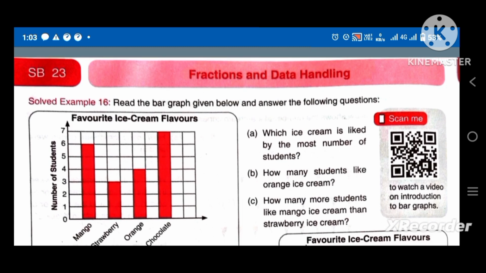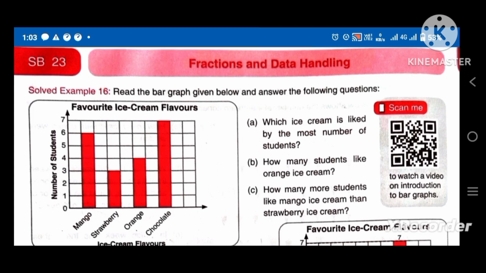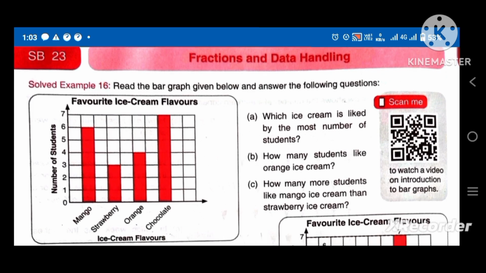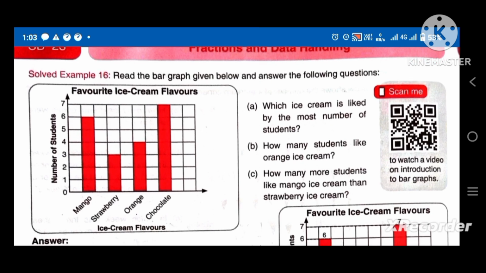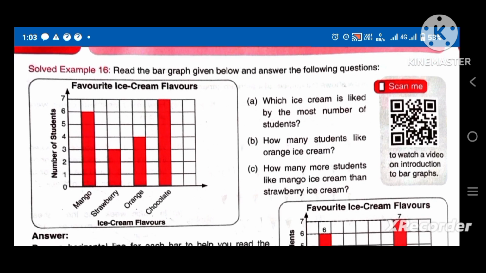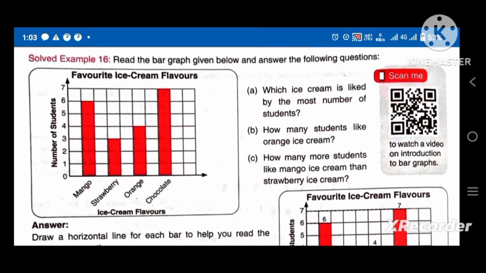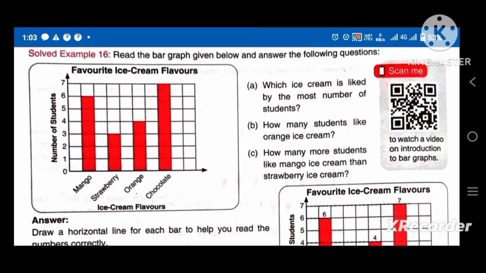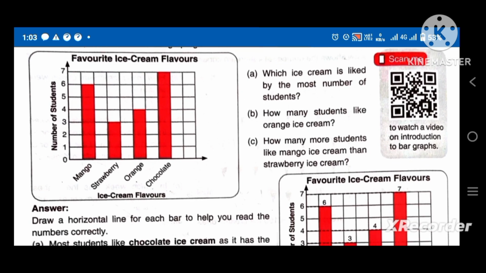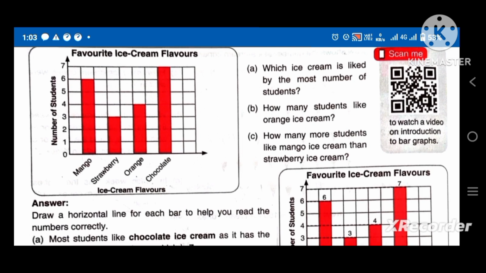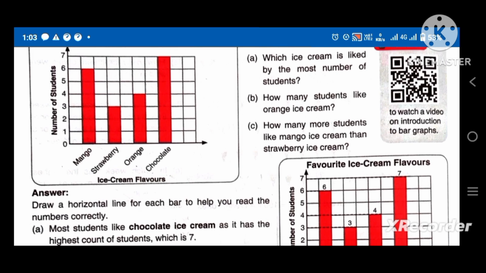Solved example 16. Read the bar graph given below and answer the following questions. Favorite ice cream flavors: mango, strawberry, orange, chocolate. Number of students: 6 students like mango, 3 students like strawberry, 4 students like orange ice cream flavor, and 7 students like chocolate.